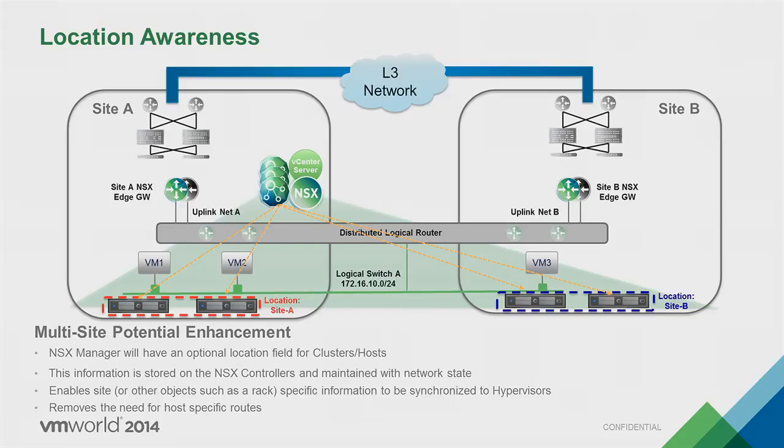In this case, I'm applying the location ID to a site in a multi-site scenario, obviously. But it could also be used to do other things, like rack-specific optimized routing, for example. This is an enhancement that we're working on. And obviously, once those site-specific routes are programmed, you'll automatically have that local egress optimized routing.